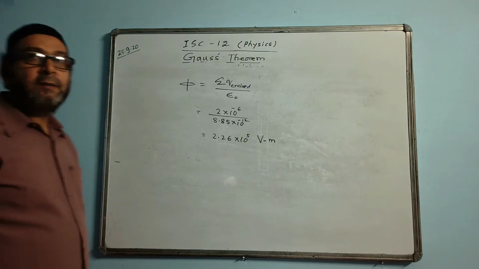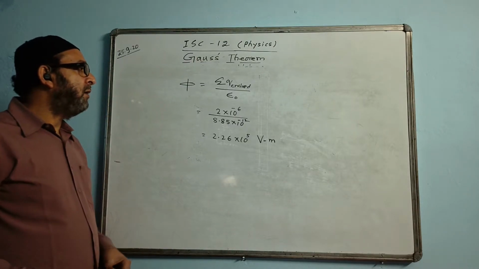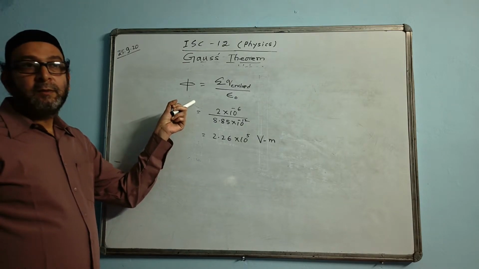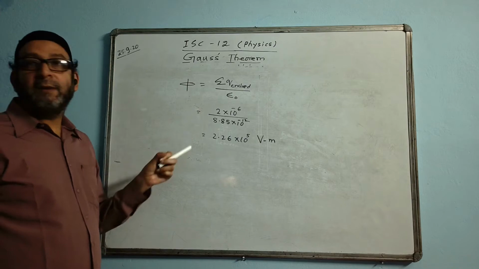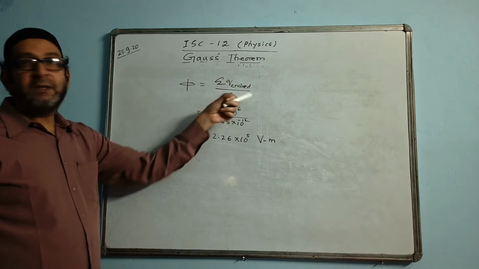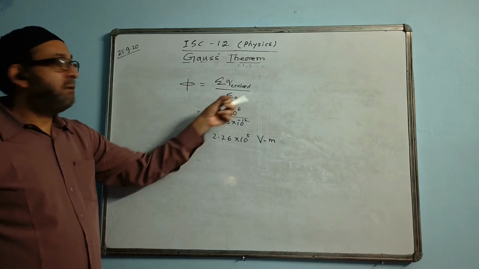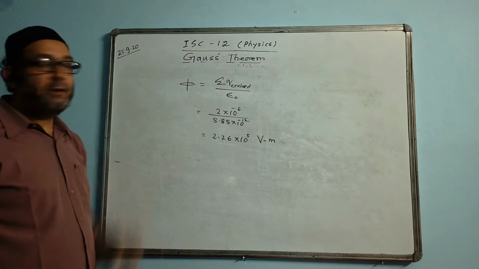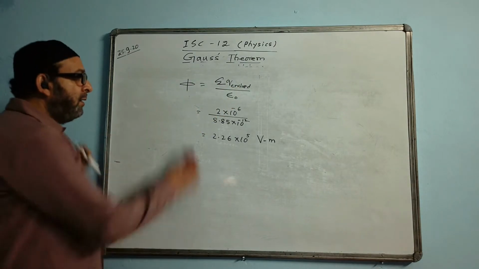This is also a one-year ISC question. For the previous problem, though the side of the cube is given, that is immaterial because in the formula there is no place for the side of the cube. So we will not use that. The direct formula is sigma q by epsilon naught, and we find the answer.